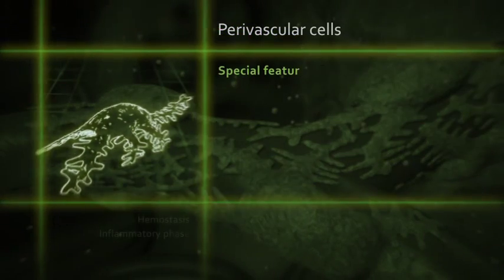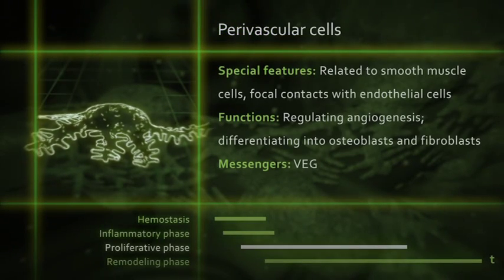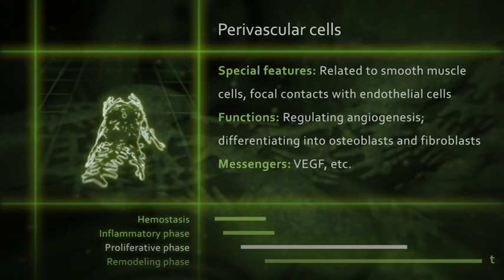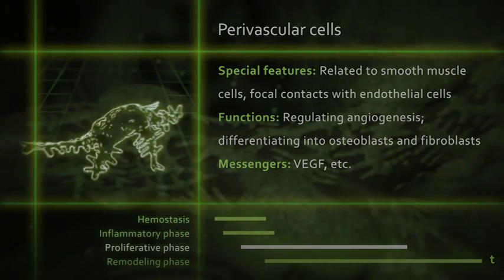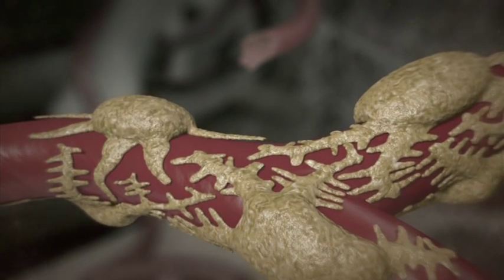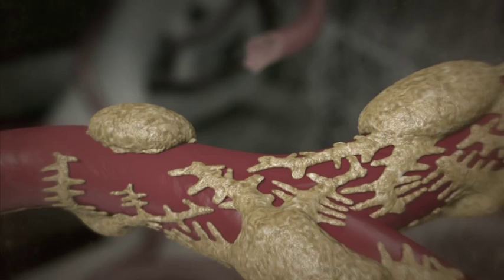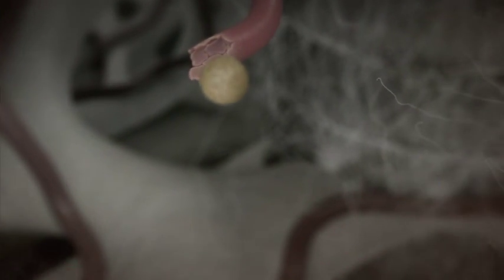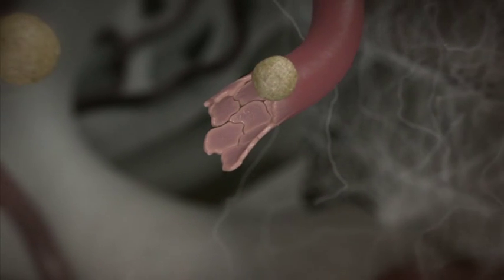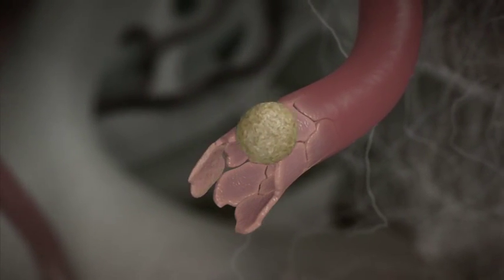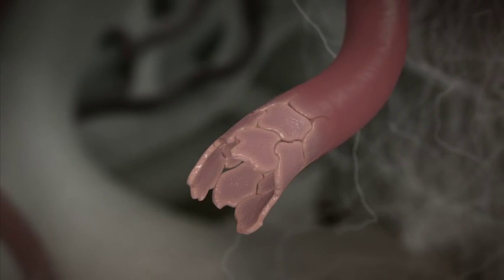Perivascular cells are mesenchymal stem cells found on blood vessels. They migrate along the VEGF gradient into areas of low partial oxygen pressure. Here they form new blood vessels that finally integrate into the existing vascular network. Angiogenesis restores the oxygen supply and forms the foundation of bone healing.